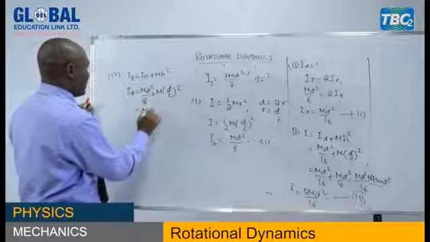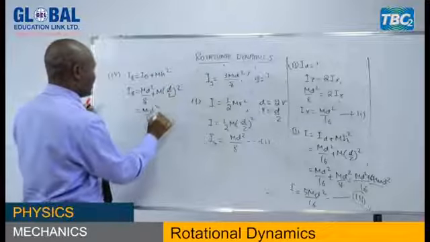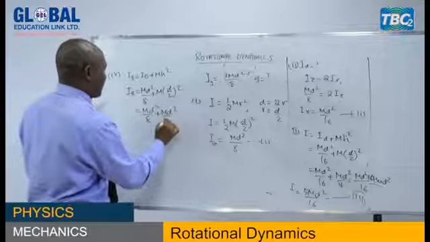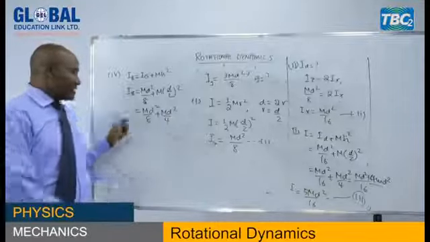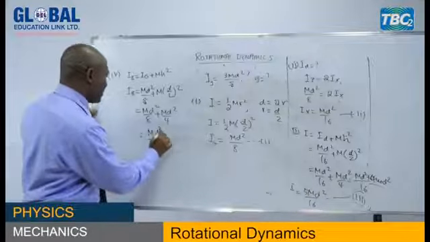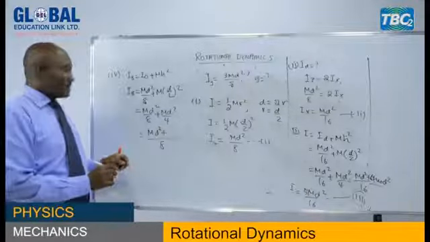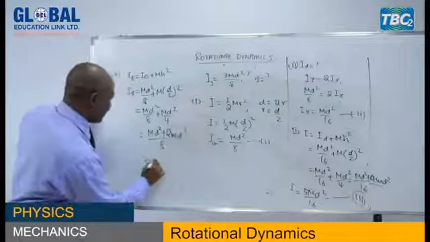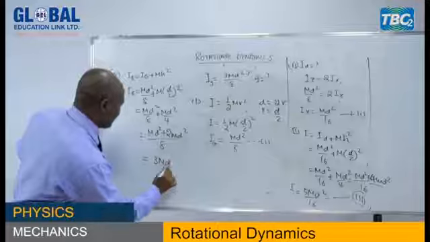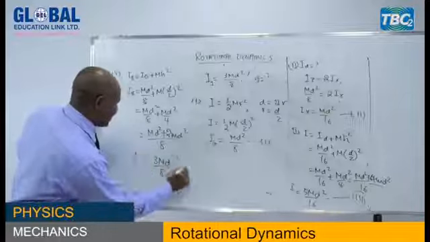This equals md squared over 8 plus md squared over 4. If you combine, the LCM here is 8, so we have md squared. 8 divided by 4 gets 2 md squared. And the answer is 3 md squared.